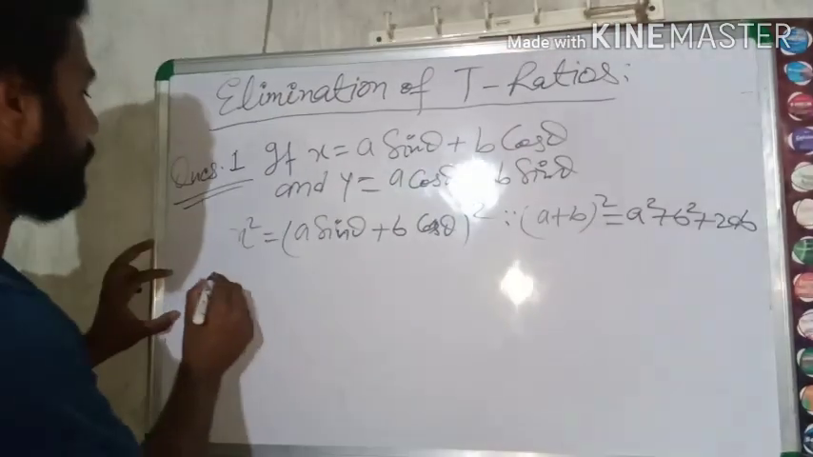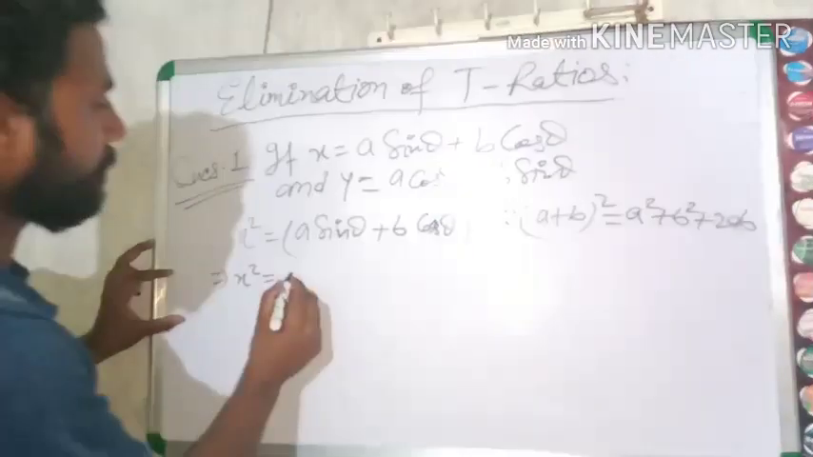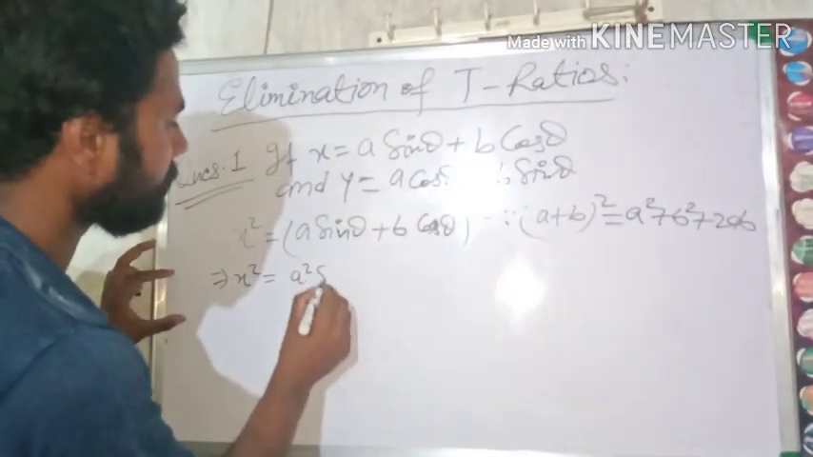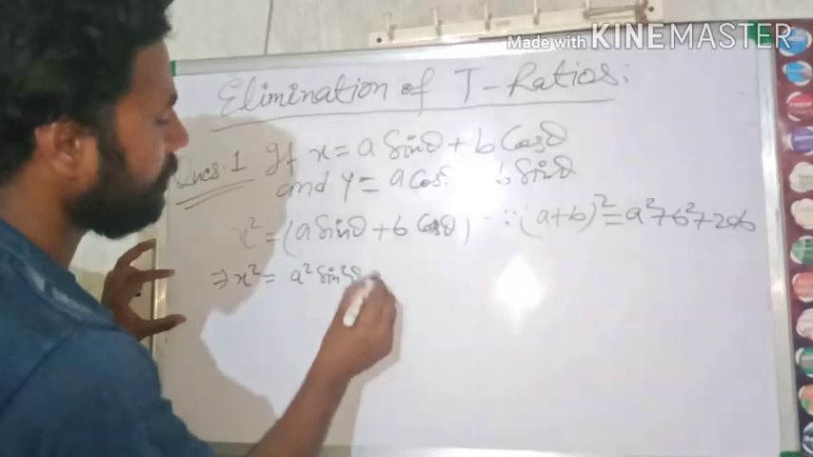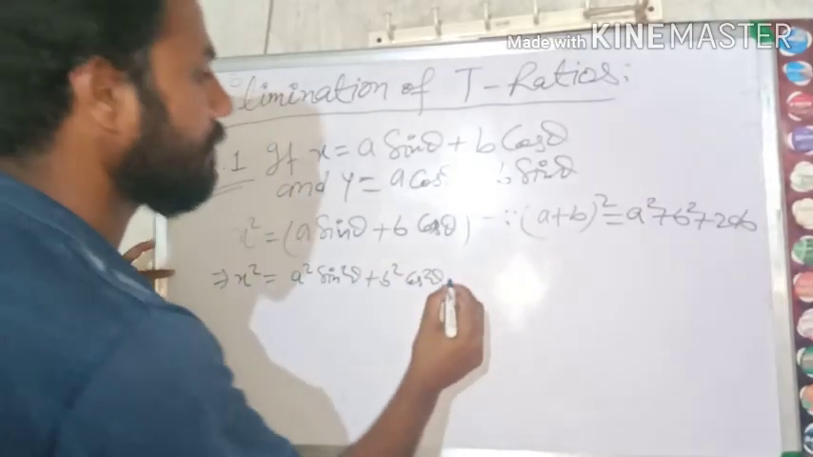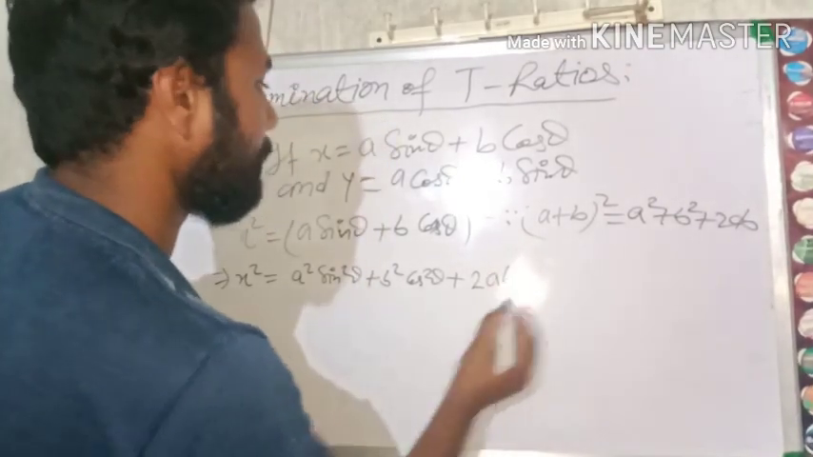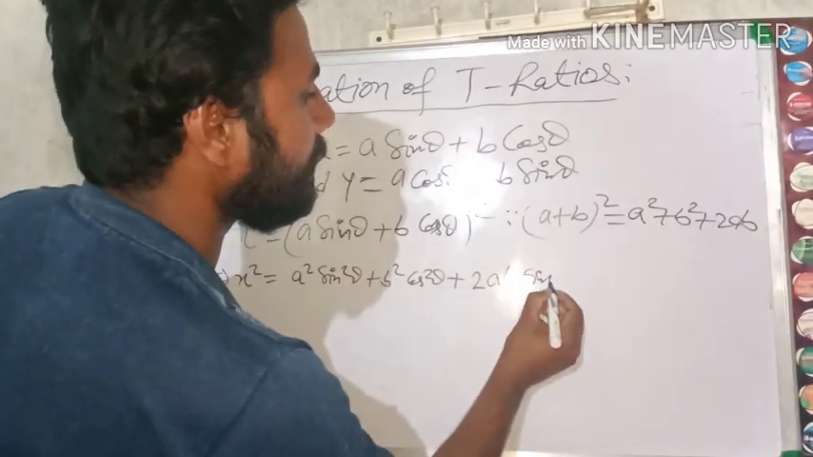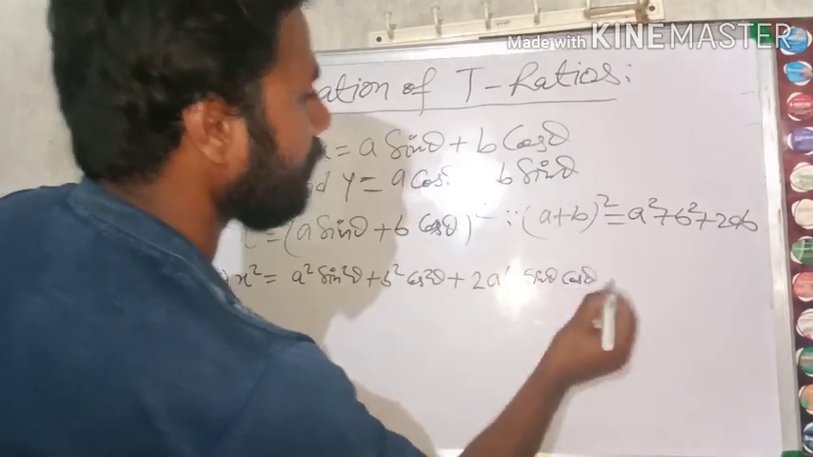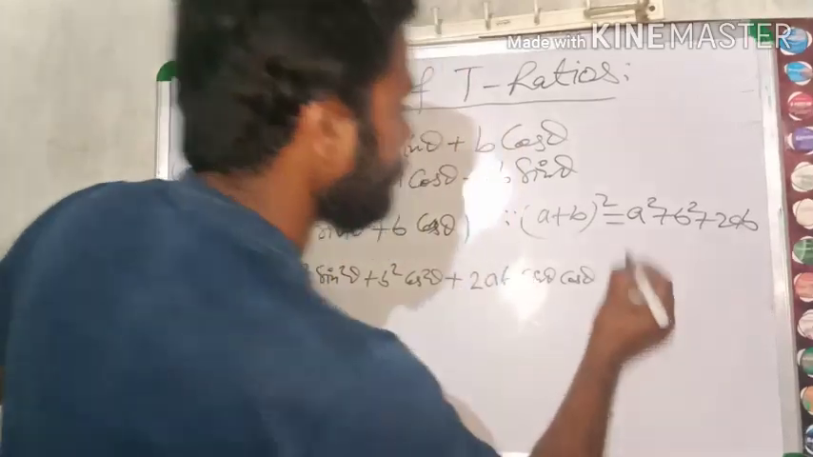Then this implies x square is equal to a square sin square theta plus b square cos square theta plus 2ab sin theta cos theta. This is equation first.